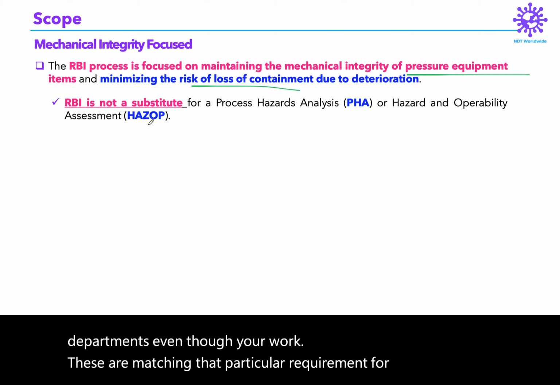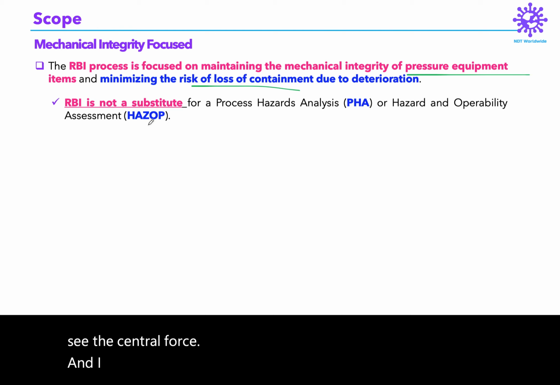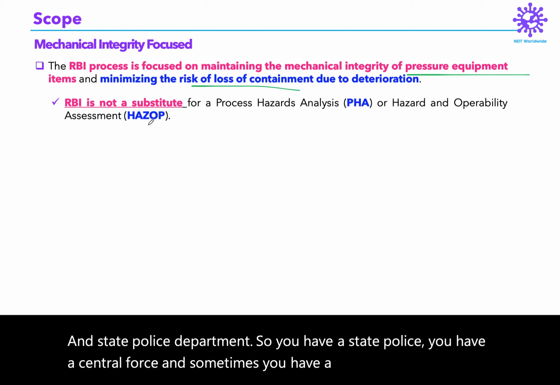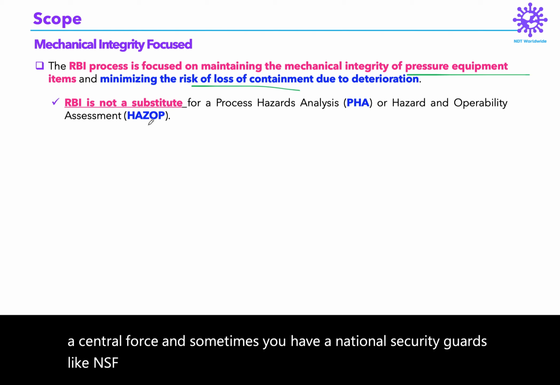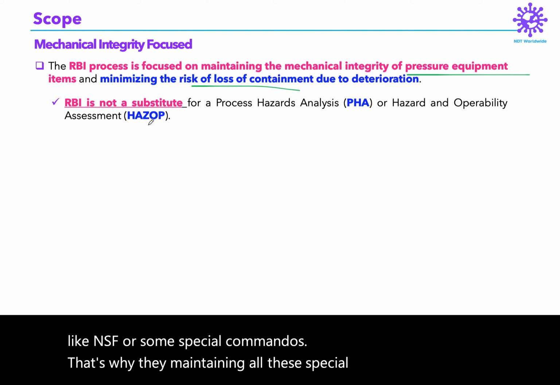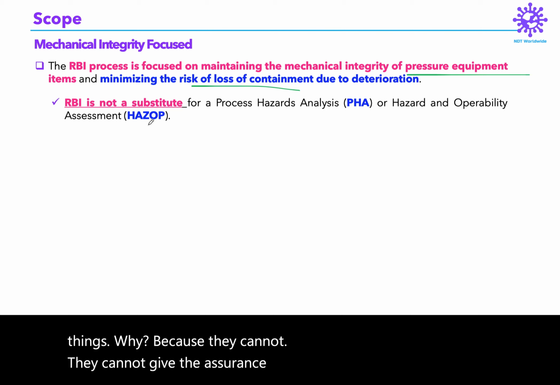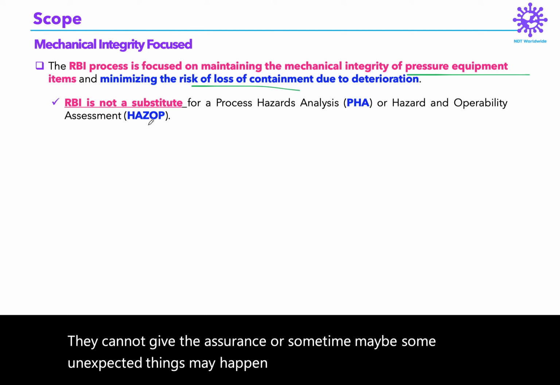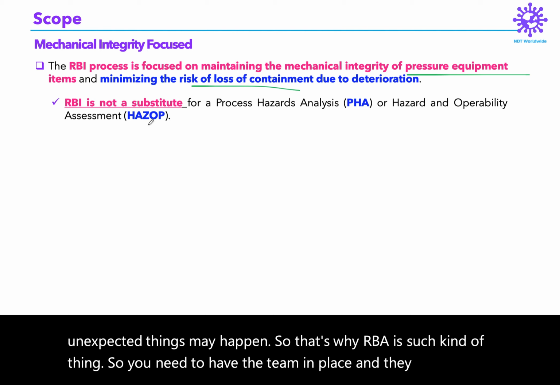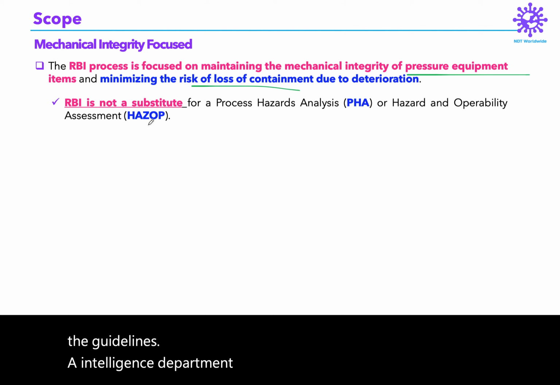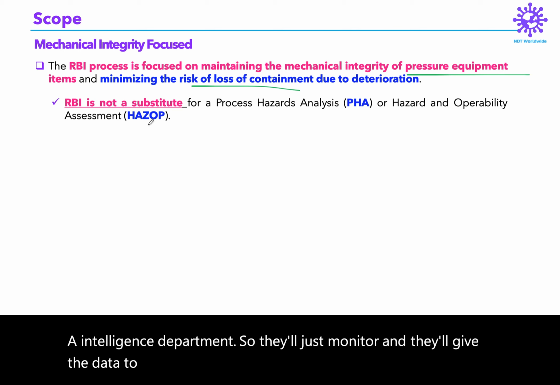For example, you see the central force and the state police department. You have a state police, you have a central force, and sometimes you have the National Security Guards, NSG, or some special commandos. Why are they maintaining all these special task forces? Because the others cannot give the assurance. Sometimes some unexpected things may happen. So RBI is such a kind of thing. You need to have the team in place and they give the guidelines, like the intelligence department. They monitor and give the data to the states so that they can alert the local people.